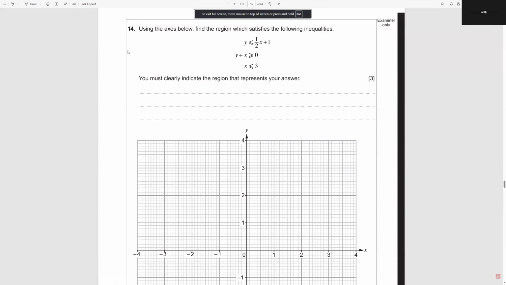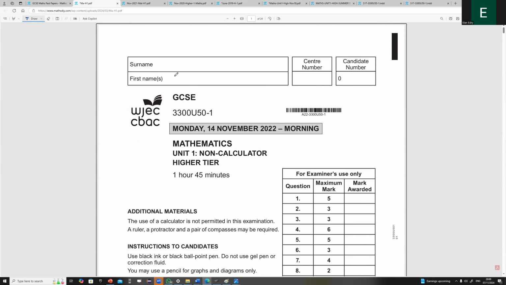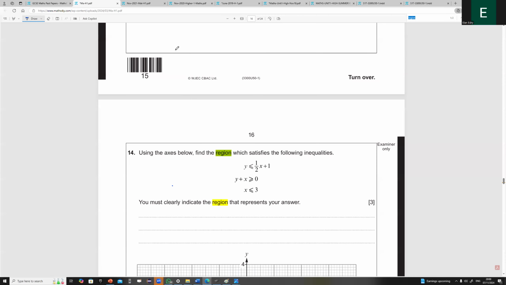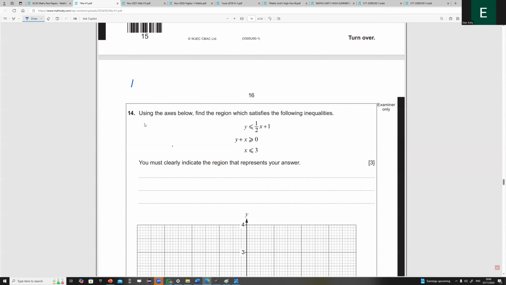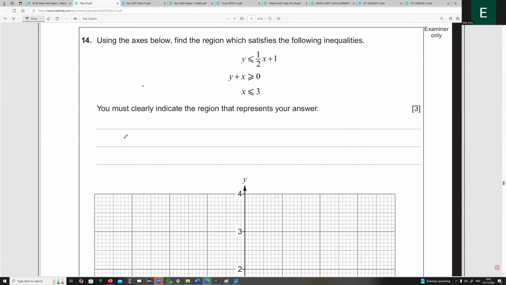Yeah. So just for reference, I don't know what question this is, I'll find what year this is. November 2022. So this is November 2022, Unit 1, it usually comes up in the non-calc. So using the axes below, find the region which satisfies the following inequalities.